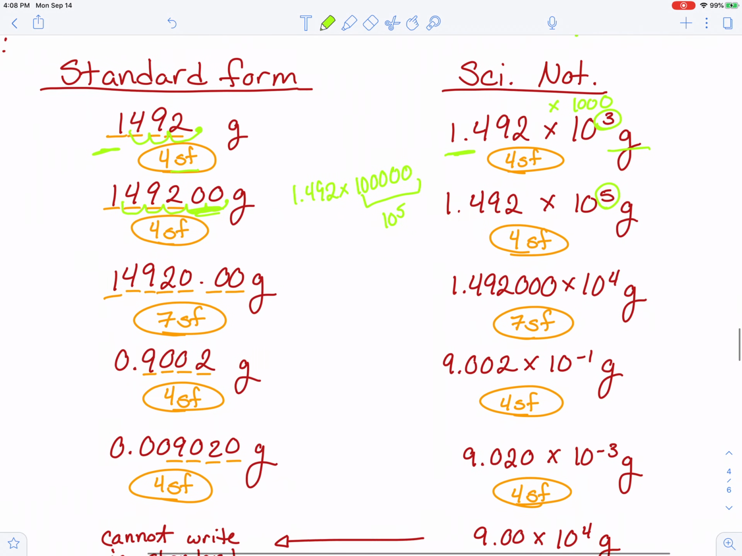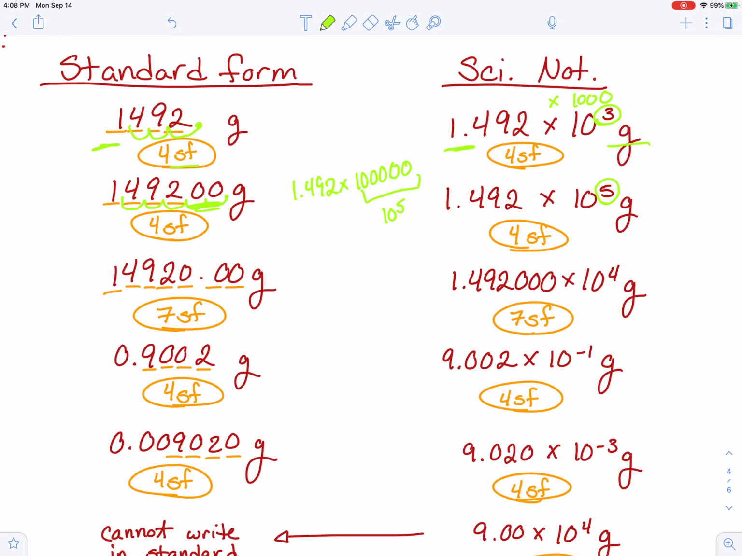All right, so let's keep going. Let's keep trying this out. Our next digit here has 7 sig figs. It has 7 sig figs because there is a decimal present. That makes all of these trailing zeros significant. And so when you write this in scientific notation, you have to have all 7 significant figures.